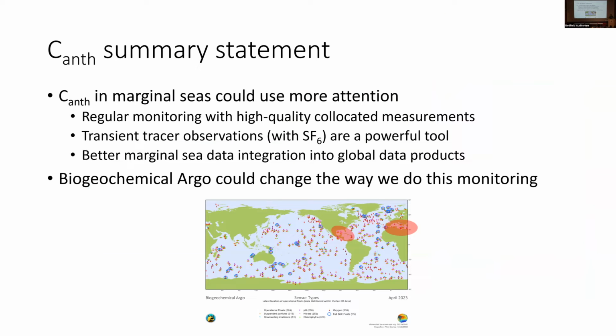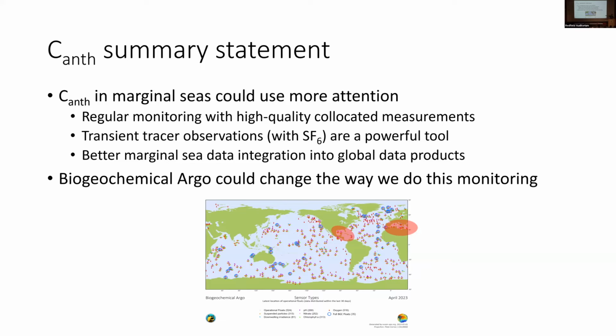This is a summary statement for this first part. I would say anthropogenic carbon in marginal seas could use more attention. Here are three things that I think could really help with that. Just more routine monitoring, more transient tracer observations, and most importantly for this crowd probably, better marginal sea data integration into global or at least regional data products that will then feed into the global data products.